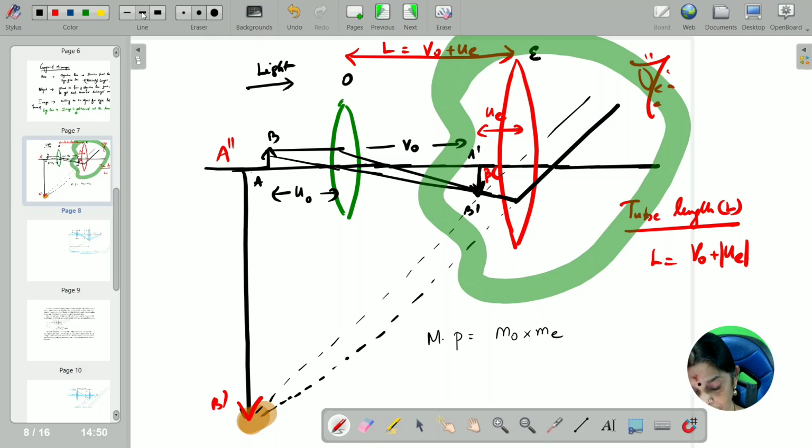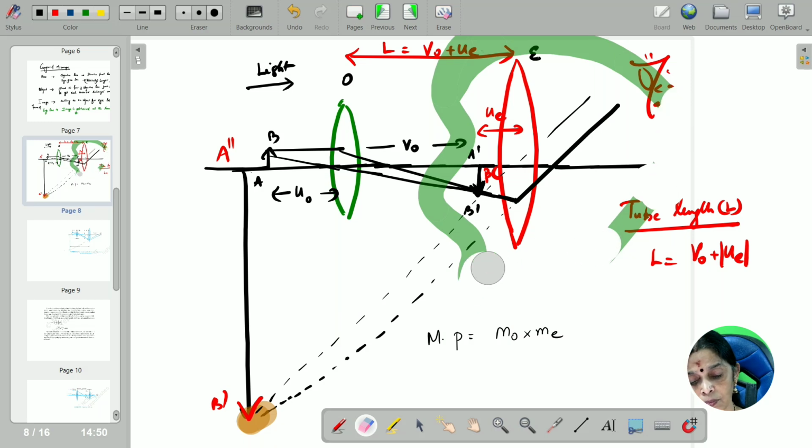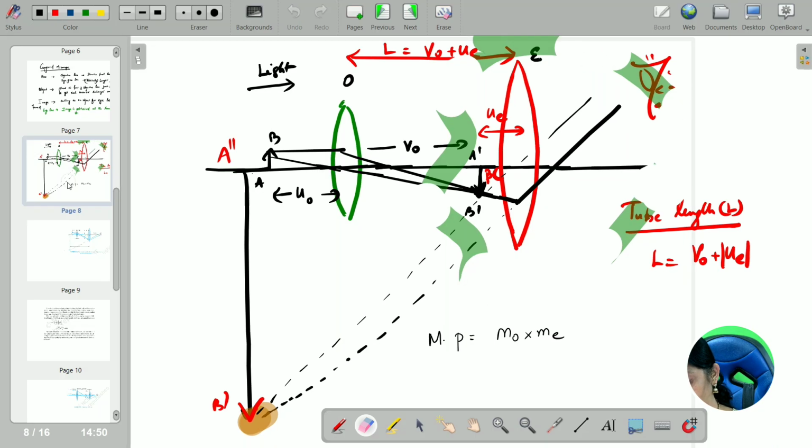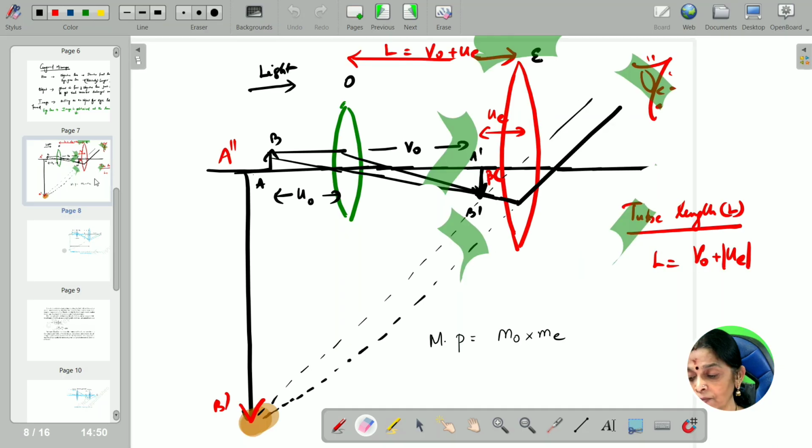For simplicity, let me just erase this so that you will have clarity. It will be the same way. If you want me to erase this one also, let me erase. Okay, fine.